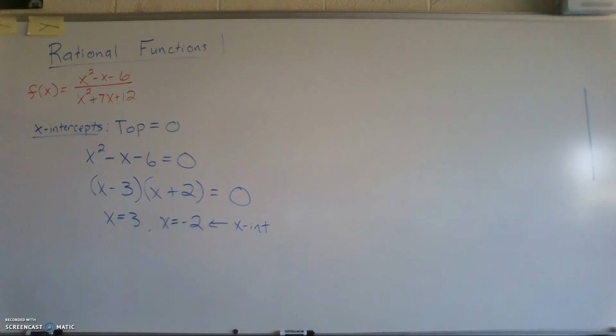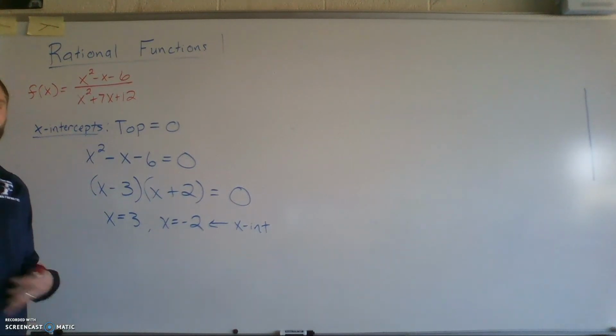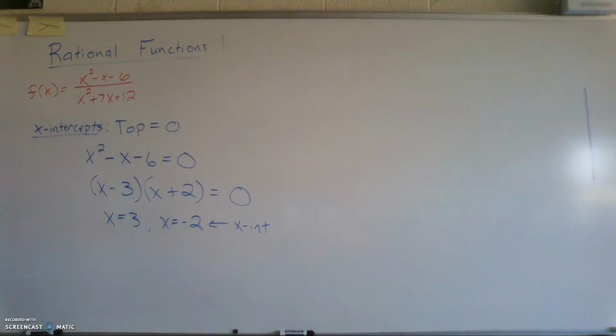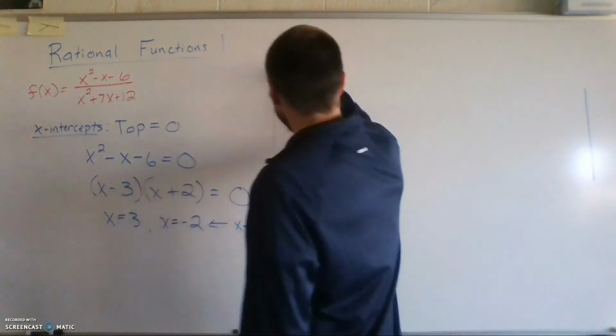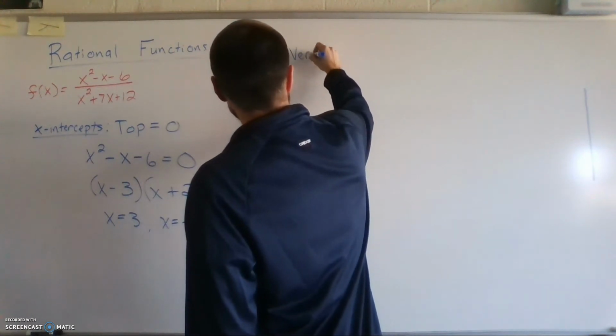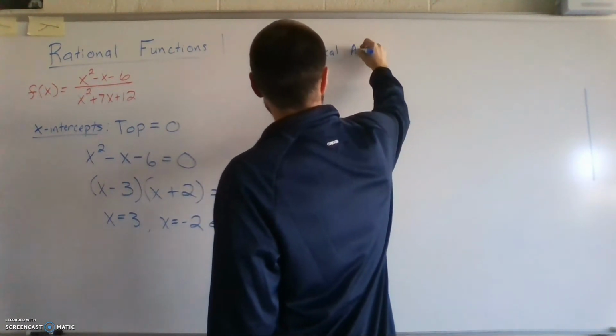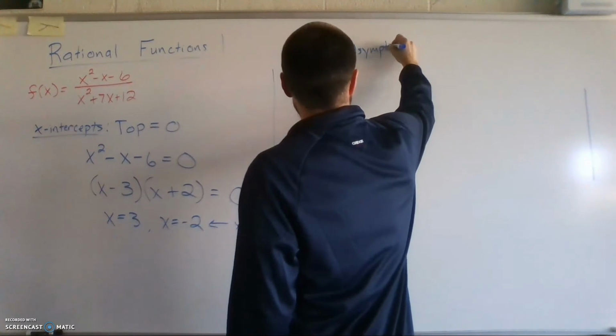I found them. You guys found them. Nice job. Okay? So to find my x-intercepts, we're just going to set the top equal to 0, and then we might have to remember some algebra facts like that. All right. So there's my x-intercepts. Well, what about my vertical asymptotes?